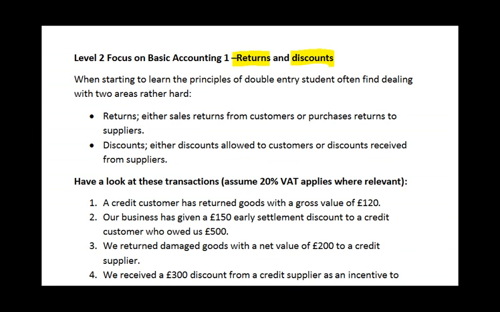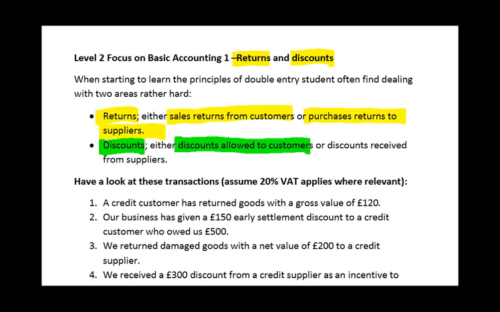Let's think back to the specific transactions we're going to think about here, which are returns. Now, returns could either be sales returns from customers, where I've made a sale to a customer, but they've not been happy and they've sent it back, or purchases returns to suppliers, where I've bought from a supplier, but maybe the units are broken, so I send them back. And discounts, where either I could have discounts allowed to my customers, where I'm letting them off with part of what they owe me, or discounts received from suppliers, where I've purchased from a supplier who's knocking off a bit from what I owe them.